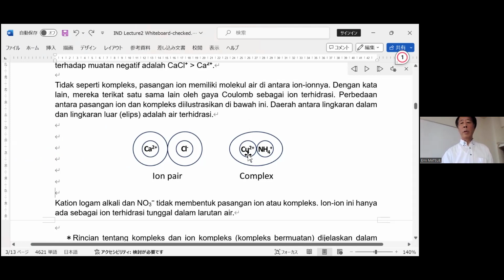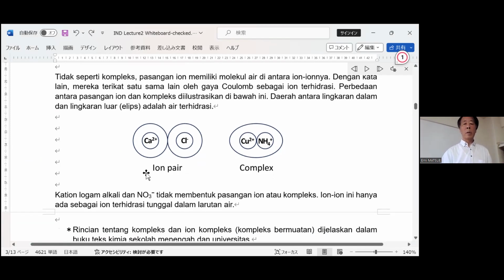In complex, the ligand is directly bound. But in the case of ion pair, hydrated calcium and hydrated Cl- are attracted and bonded. This is the difference between ion pair and complex.